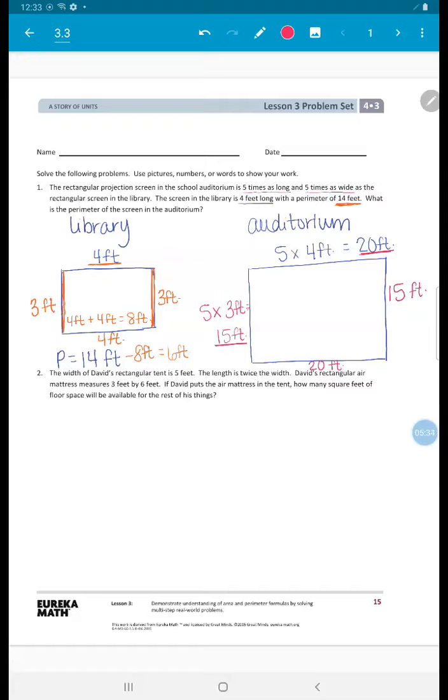So now to find the perimeter, I just need to add up all the sides. So 20 plus 20 plus 15 plus 15. 20 plus 20 makes 40. 15 plus 15 makes 30. And if I add 40 plus 30 together, my perimeter is 70 feet. So the perimeter of the auditorium screen is 70 feet.